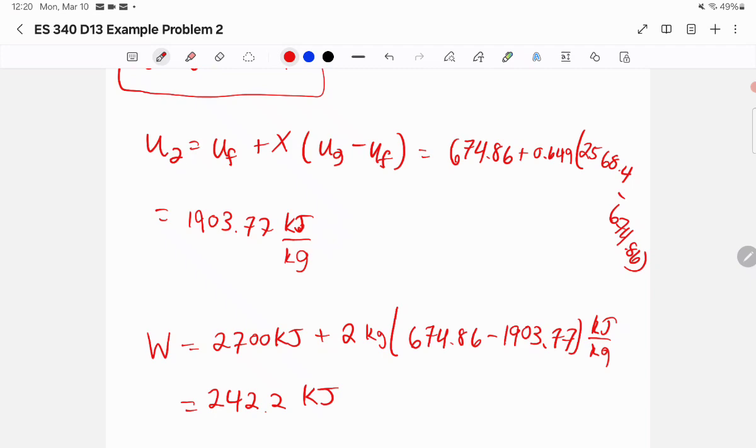And since it's a positive value, work is going out. Okay, that's based on our understanding from the textbook for what positive work means.